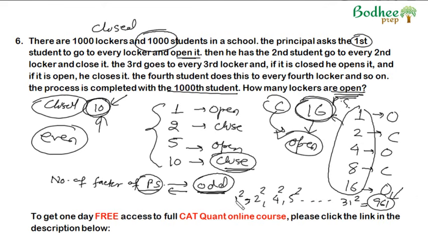So we can say that the number of perfect squares from 1 to 1000 is 1, 2, 3, 4, till 31, right? So 31 would be the answer for this question. I believe every one of you must have understood it. I'll just take a pause. Please let me know if this is understood or not.